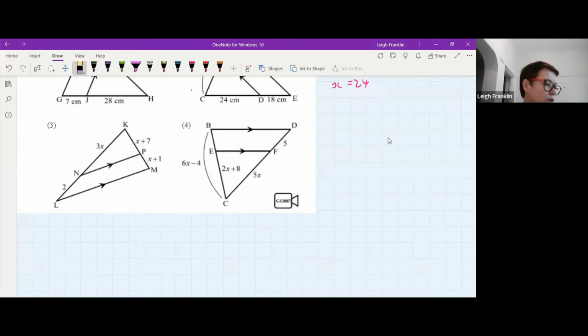I haven't found a situation where I've had to go x divided by x, but then maybe I'm wrong. But we'll talk about it when we mark it.